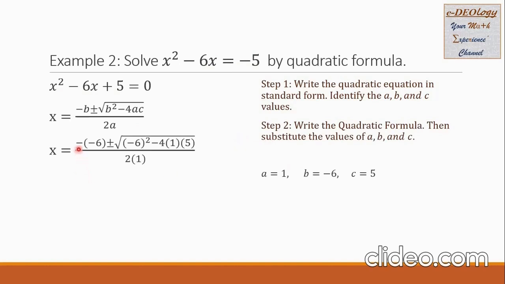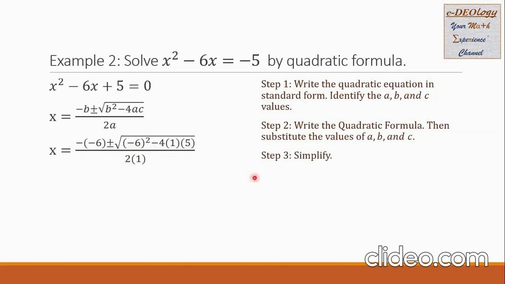So it's now negative of negative 6 plus or minus the square root of the square of negative 6 minus the constant 4 times a, which is now changed into 1, times c, which is now changed into 5, all over 2 times a, and a is 1.